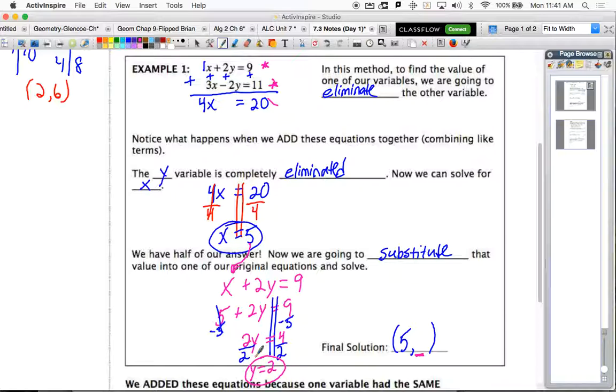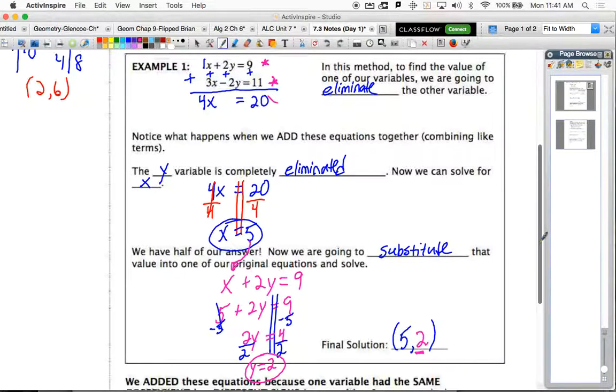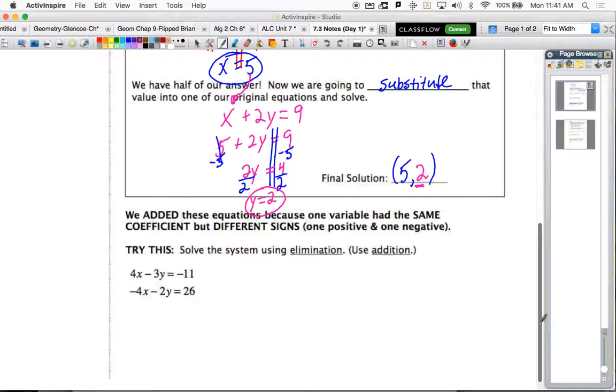So now we have both parts of our solution. 5 and 2 means that the point at which these two lines cross is 5, 2. I think that actually is a little bit faster method than the substitution method, and I think a lot of students sometimes think that's the case too. So this is actually kind of a nice method to use. Still algebraic, we're not using our graphs or tables, but we are using our solving equation skills.